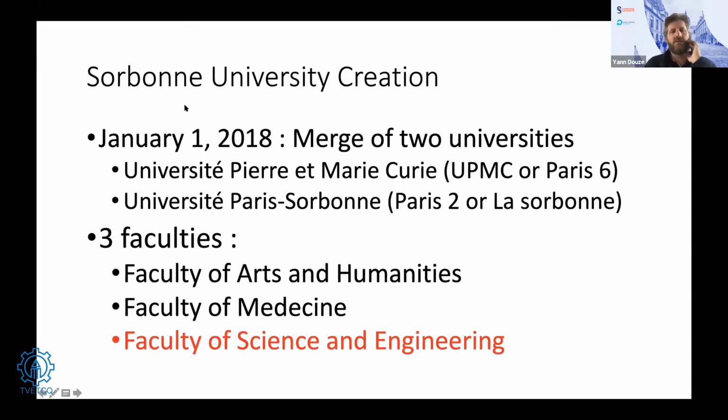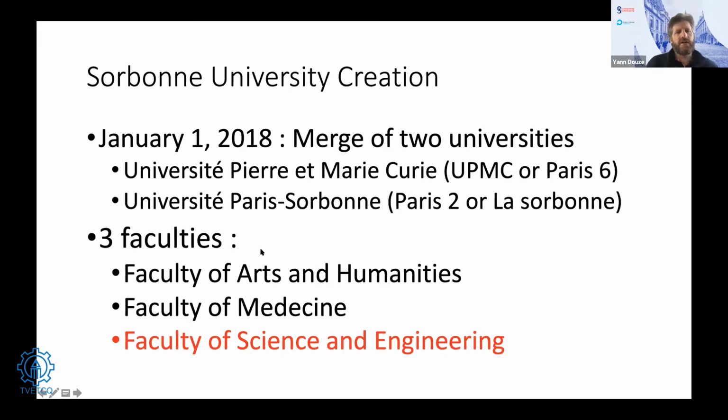First I will present my university. My university is now called Sorbonne University, but before it was called UPMC, Université Pierre et Marie Curie. It was named after Pierre and Marie Curie, who are very famous in France. They did a lot of research about atomic energy. Since 2018, there was a merger of two universities, UPMC and Paris 2, University Paris Sorbonne, and these two universities created a big university called Sorbonne University.